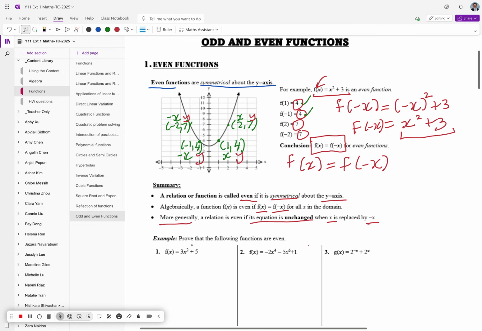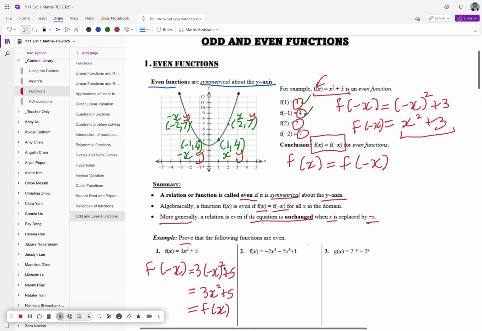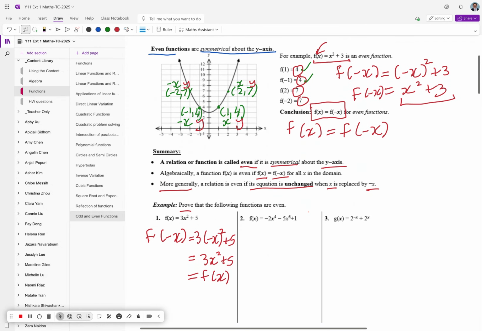Okay? So now for these examples, we're going to prove that they are even. So the first thing to do is say f of minus x equals, now you have to show all the steps here, so 3 times minus x all squared plus 5, that's equal to 3x squared plus 5, which is equal to f of x. Now this is all the steps required in the working out. Now at the end of that, you can say therefore f of x is even.